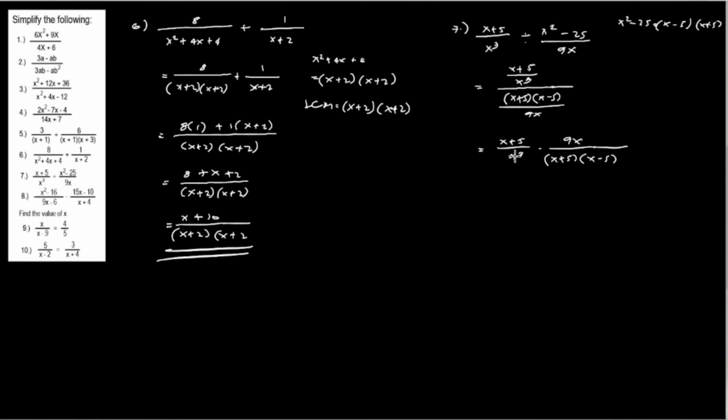And after that, check the common terms in the numerator and denominator. The common terms are x plus 5 and x plus 5, so cancel out x plus 5 and x plus 5. Also cancel out x in the numerator, 3 minus 1 is 2. The remaining value for the numerator is 9, and the denominator is x squared multiplied by x minus 5. And this is the answer.